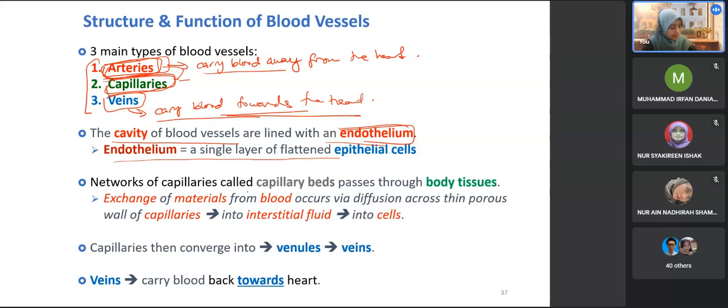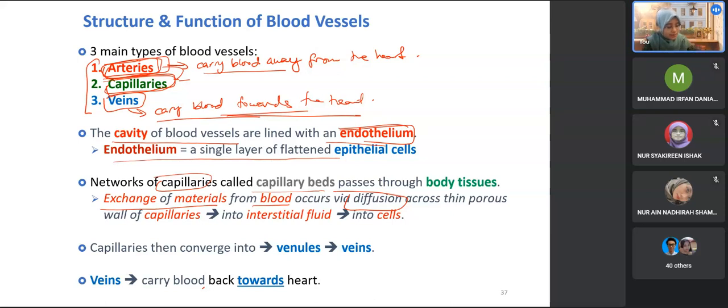Networks of capillaries called the capillary bed passes through the body tissues. So the blood capillaries, as I said before, are really thin. It is only one cell thick, so that it allows exchange of materials from the blood via diffusion. So the respiratory gas will diffuse easily across the blood capillaries. Oxygen in the blood diffuses across the wall of the capillaries into the interstitial fluid into your body cells, and vice versa lah. Carbon dioxide from body cells goes into interstitial fluid into the blood capillaries.